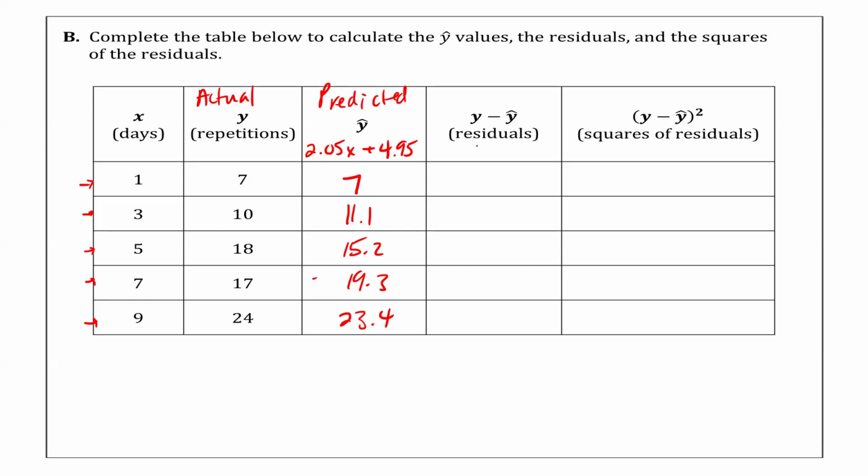Now, to find your residual, that is going to be your actual minus your predicted, right? So our actual minus our predicted. On the first one, which we knew from the graph, was going to be what? 0. We could tell that from the graph. On the second one, we got a negative 1.1. You just have to do the math. 7 minus 7 is 0. 10 minus 11.1.